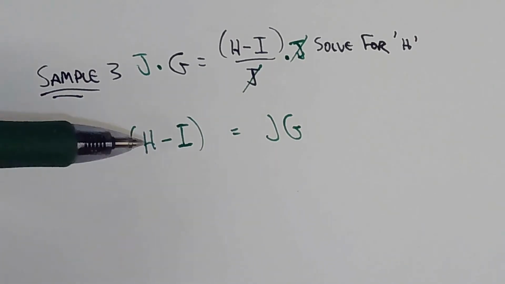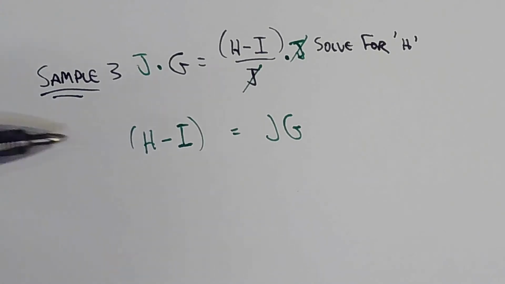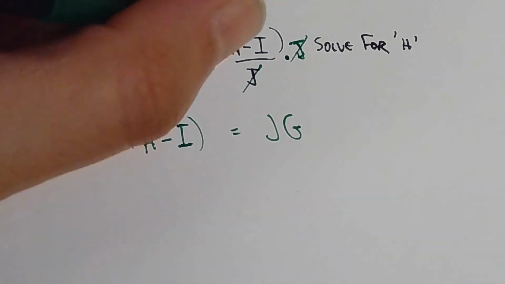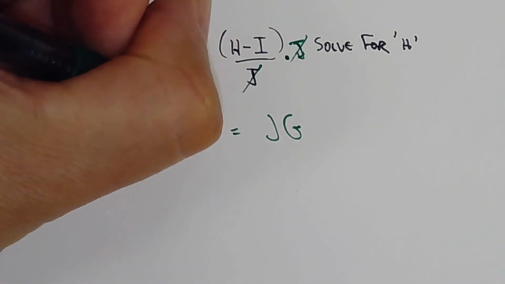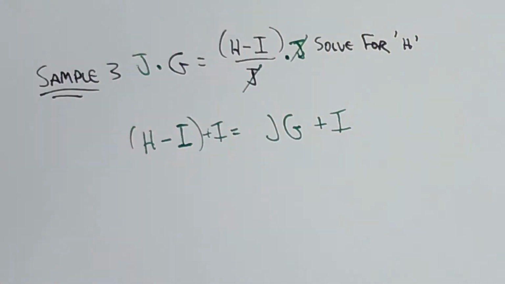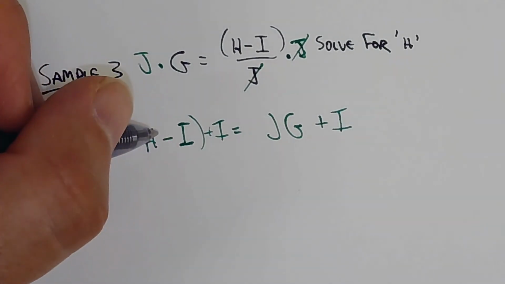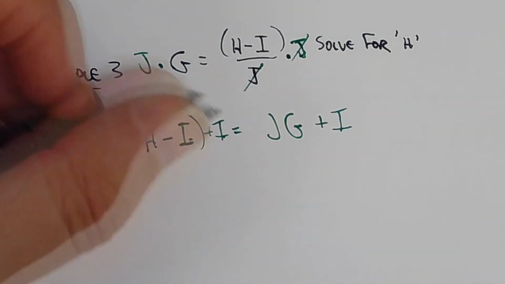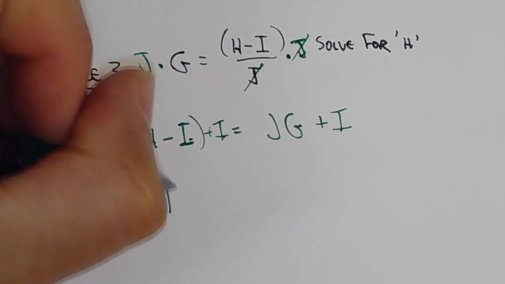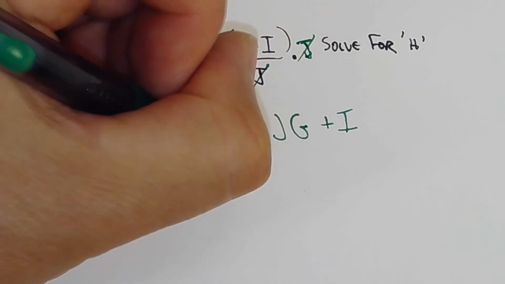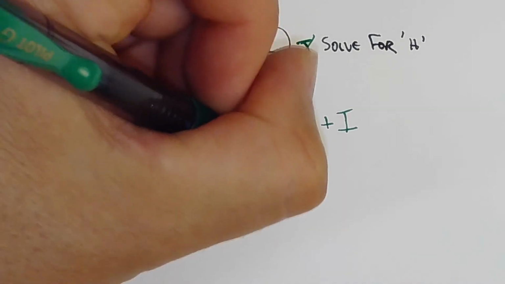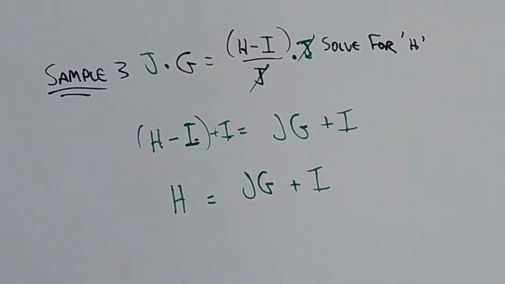How do we get rid of the I? Well, if it's H minus I, we are going to add I to both sides. The opposite of subtraction is addition. But I need to add I to the other side as well. Negative I plus I cancels that out. So we have H equals JG plus I. And that is isolated.